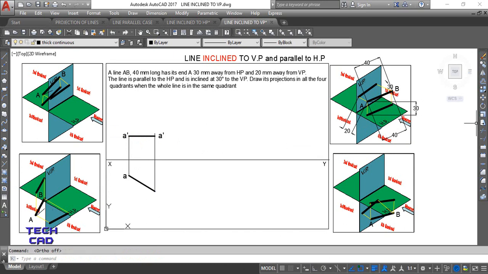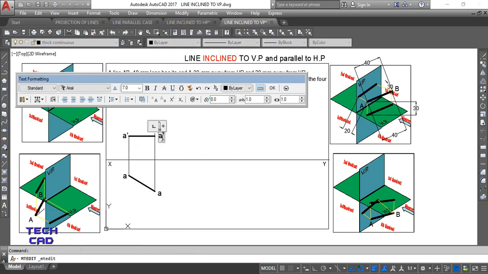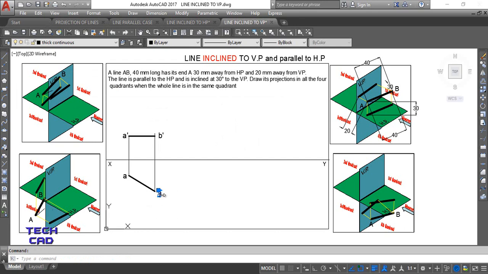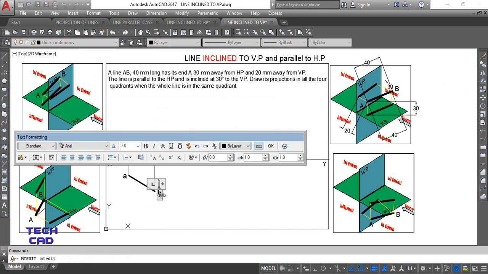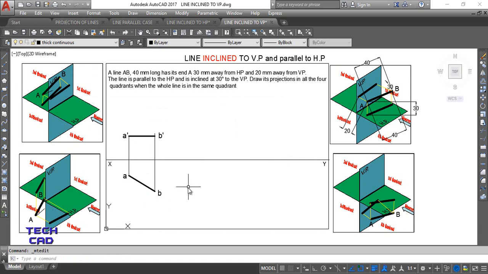Again I'll copy it and put it over here. So I select this one, so actually it is B, so B dash. In the same way, this is B, it is a top view of end B, so this is B. So you can easily understand, this is my cosine in first quadrant when the line is inclined to VP. Now remove this portion.